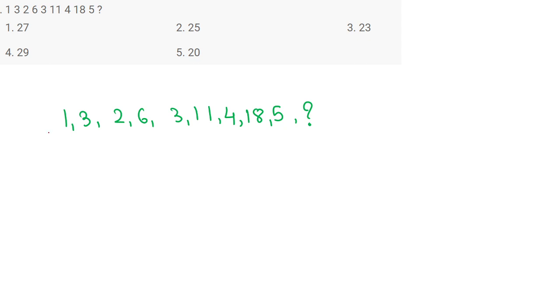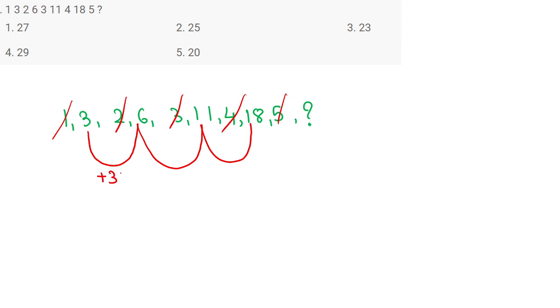The first thing that everyone should observe is here 1 2 3 4 5, that was just put in between. From 3 to 6, 6 to 11, and 11 to 18. So from 3 to 6 the pattern is plus 3, 6 to 11 is plus 5, 11 to 18 is plus 7.